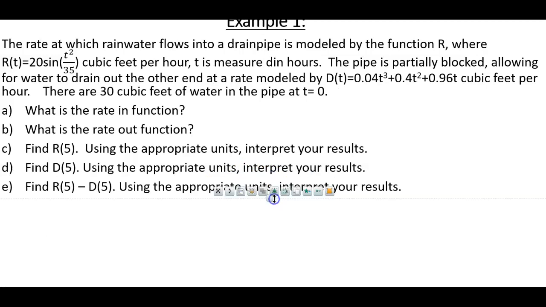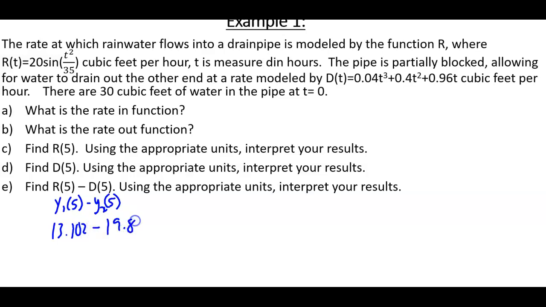Now they want me to find R of 5 minus D of 5. All right. Now, luckily, I already found these two things, so I don't have to go back to my calculator, although you could just type this into your calculator, and it will do it for you. However, we already know what R of 5 is and what D of 5 is. For that one, we had 13.102, and for the other one here, we had 19.8. And so if I subtract those two things, I will use my calculator for that, I get negative 6.698.